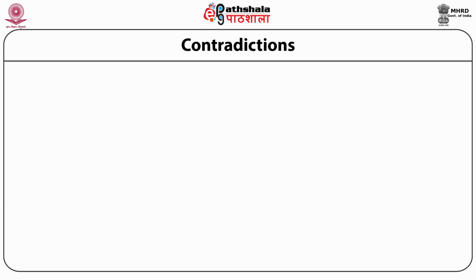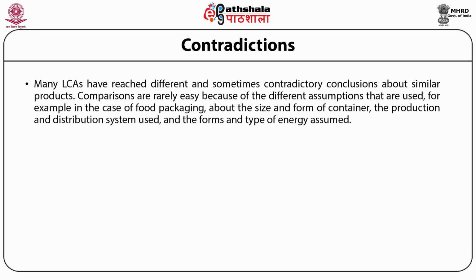There are a few contradictions of LCA. Let us see what these contradictions are. Many LCAs have reached different and sometimes contradictory conclusions about similar products. Comparisons are rarely easy because of the different assumptions that are used. For example, in the case of food packaging, assumptions about the size and form of container, the production and distribution system used, and the form and type of energy assumed.